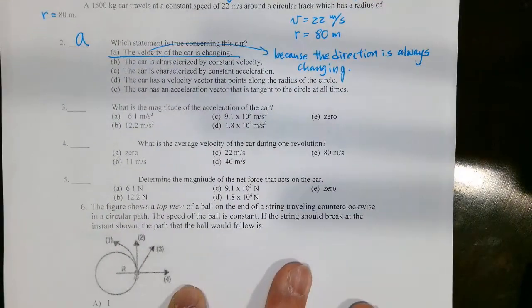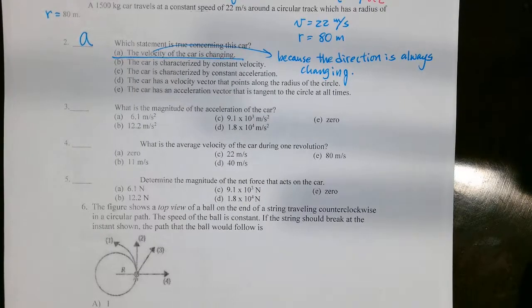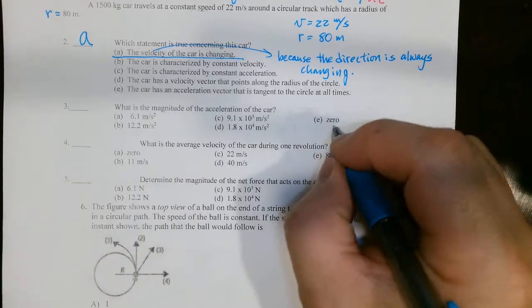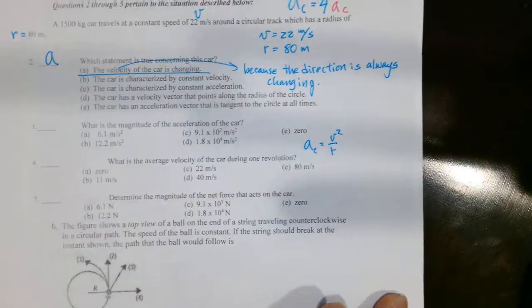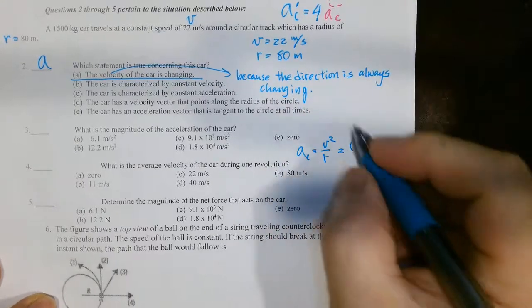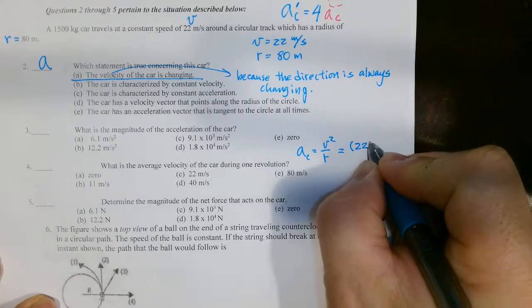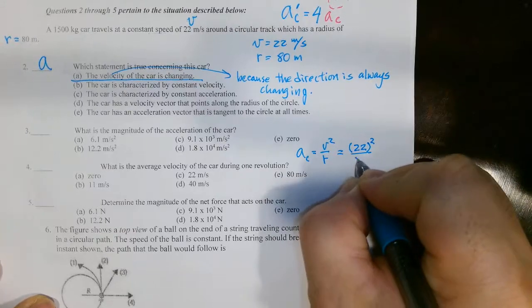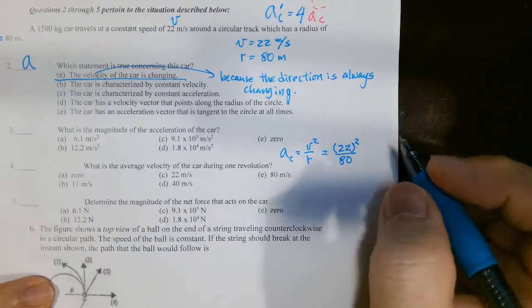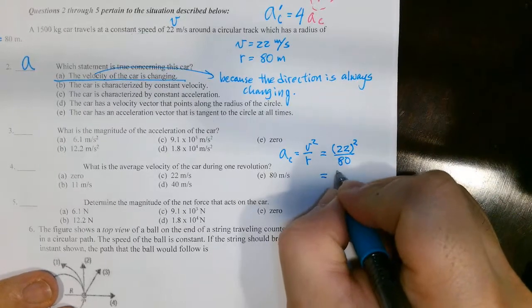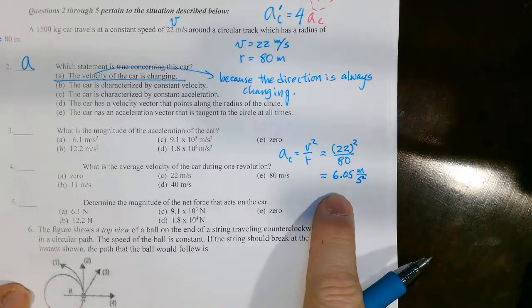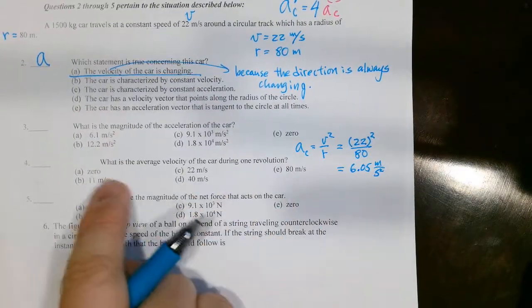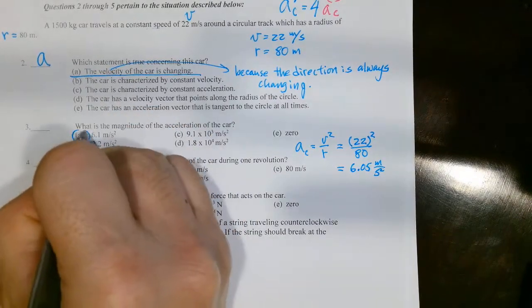All right. Number 3. What is the magnitude of the acceleration of the car? Well, we could figure that out. The magnitude of the acceleration, a sub c, is equal to just v squared over r. If we substitute all the variables in there, 22 squared over 80, and work it out with a calculator, I think you get something like 6.05 meters per second squared, and 6.05 rounds to 6.1, so that looks like A.